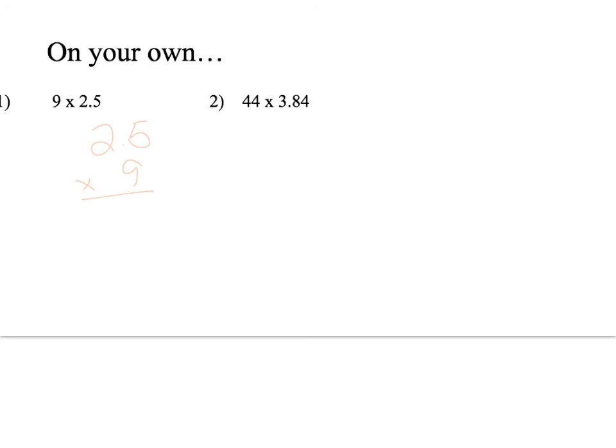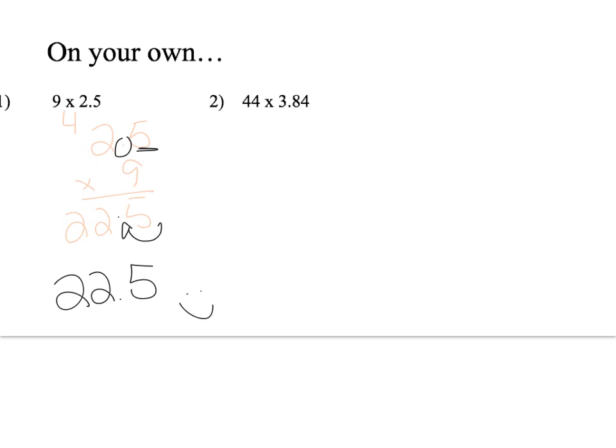2 and 5 tenths times 9. 9 times 5 is 45, carry 4. 2 times 9 is 18, plus 4 is 22. Count the digits to the right of the decimal. Here's our decimal. We have exactly 1 here, nothing here, so we're going to have 1 in our solution. Our answer is 22 and 5 tenths.